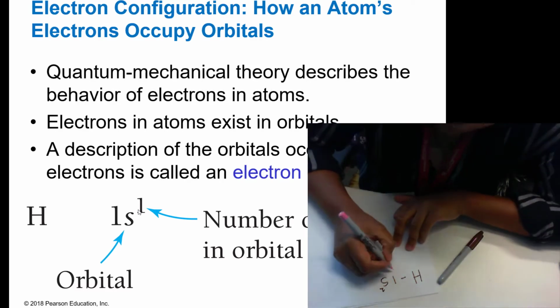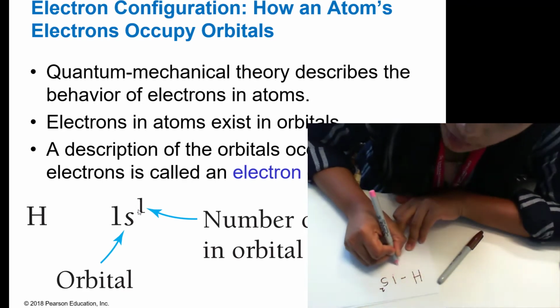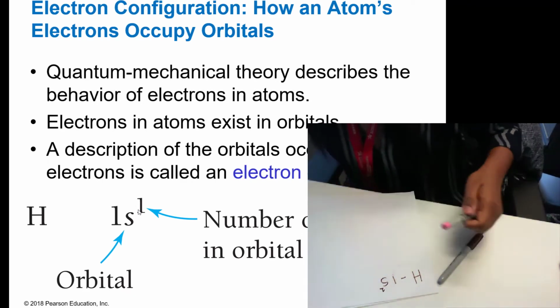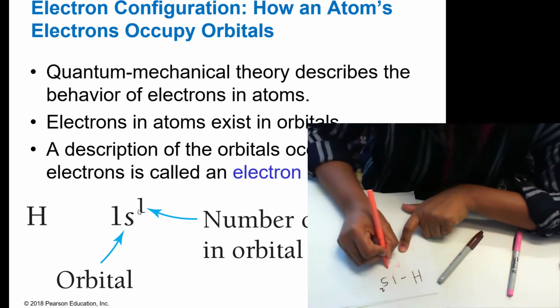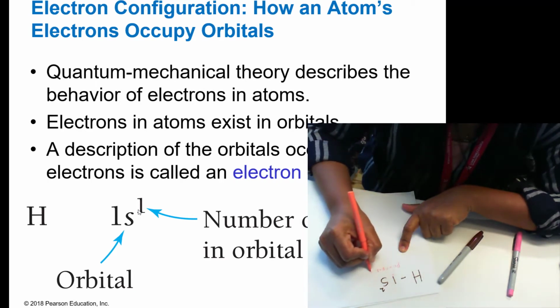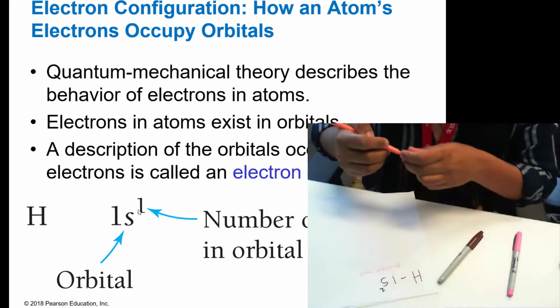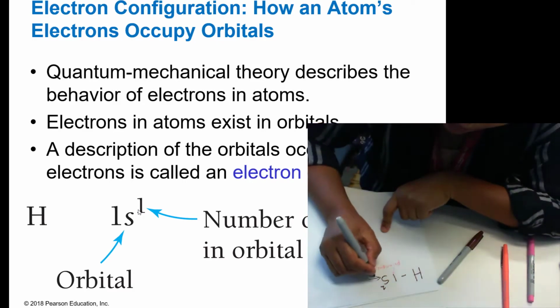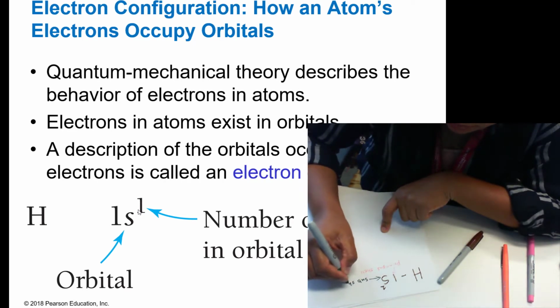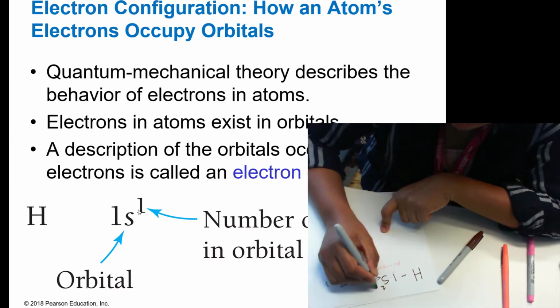Let me write it again for you. Can you see the color? Principal shell, subshell, basically the orbital, and the number of electrons.